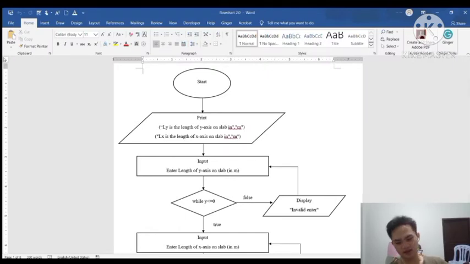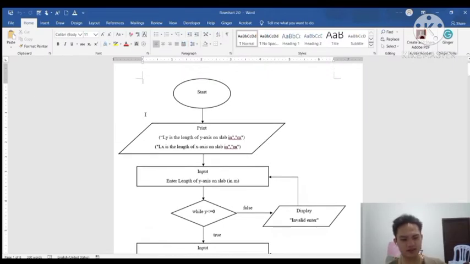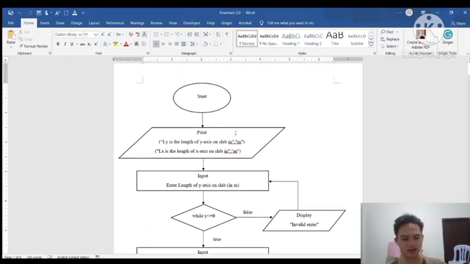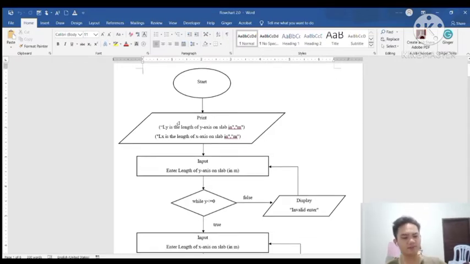This is our portal. We can see this is the start of the programming. So we start. Next we follow with the input. So we print Ly, the length for the y-axis of the slab, and Ls, the length of the x-axis of the slab. Next we follow with the input.